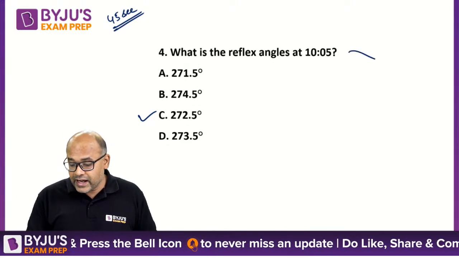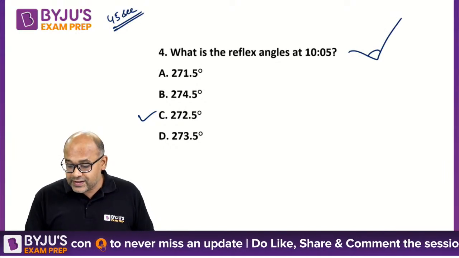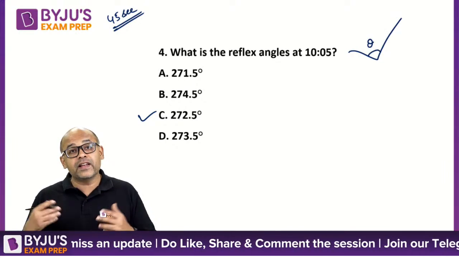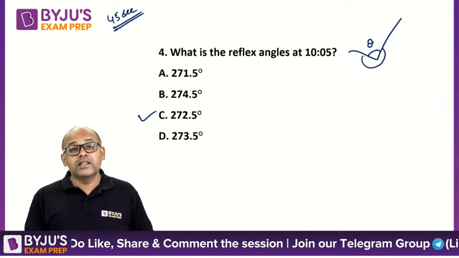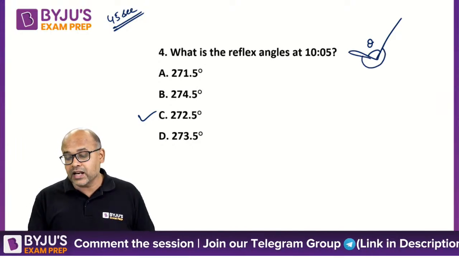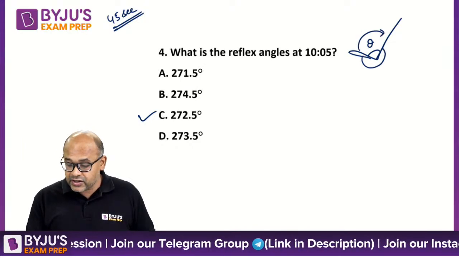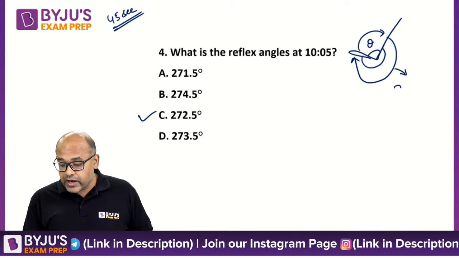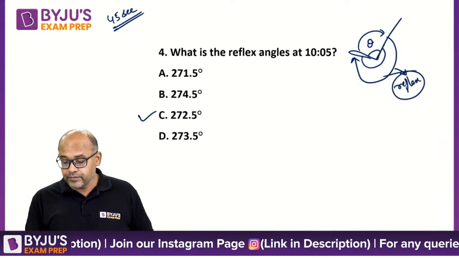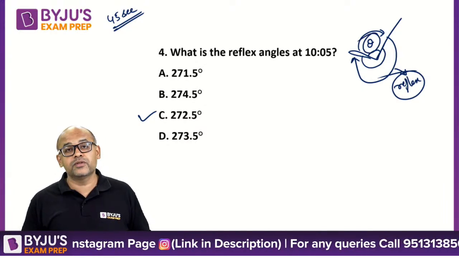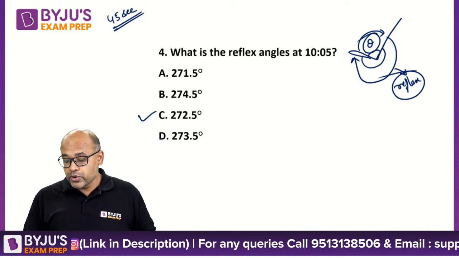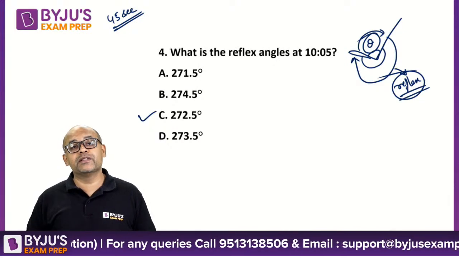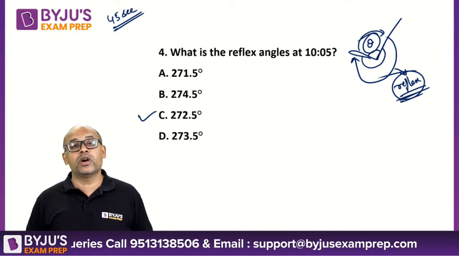So when any angle like this is formed, if it is theta, a reflex angle is the larger angle. When you have two lines, the angle can be measured either in this direction or in this direction. This larger angle is called a reflex angle, whereas this is a smaller angle, less than 180 degrees. So one angle will be more than 180, the other will be less than 180. The one greater than 180 is called a reflex angle.